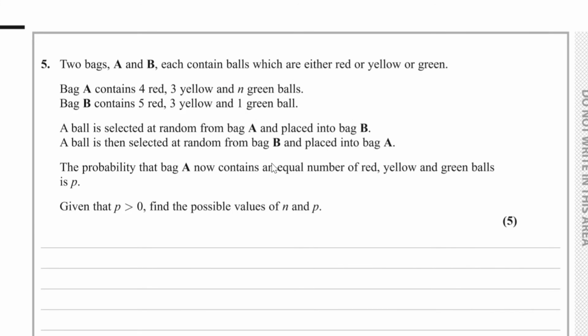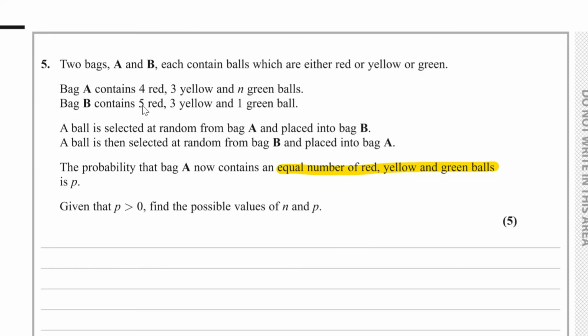Question number 5. Two bags A and B each contain balls which are either red or yellow or green. Bag A contains 4 red, 3 yellow and n green balls. B contains 5 red, 3 yellow and 1 green ball. A ball is selected at random from bag A and placed into bag B. A ball is then selected at random from bag B and placed into bag A. The probability that bag A now contains an equal number of red, yellow and green balls is P, and given that P is greater than 0, we have to find the possible values of n.